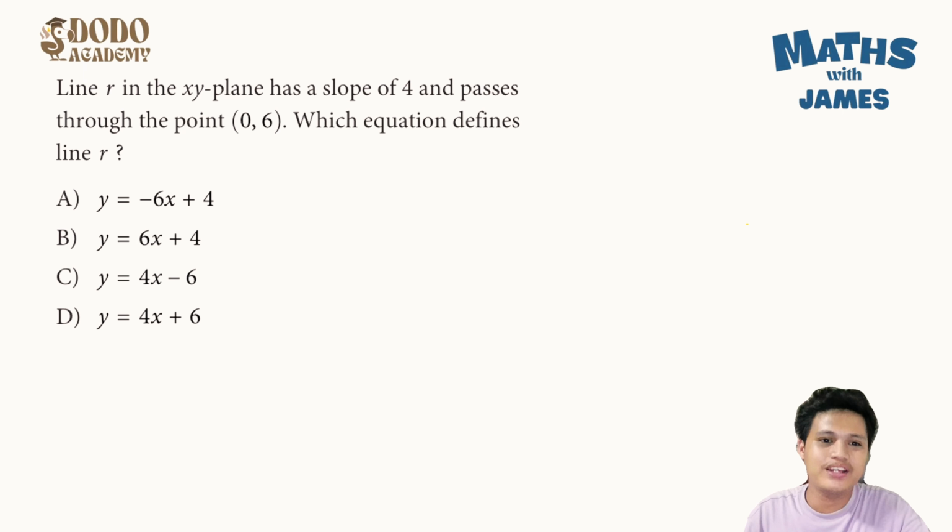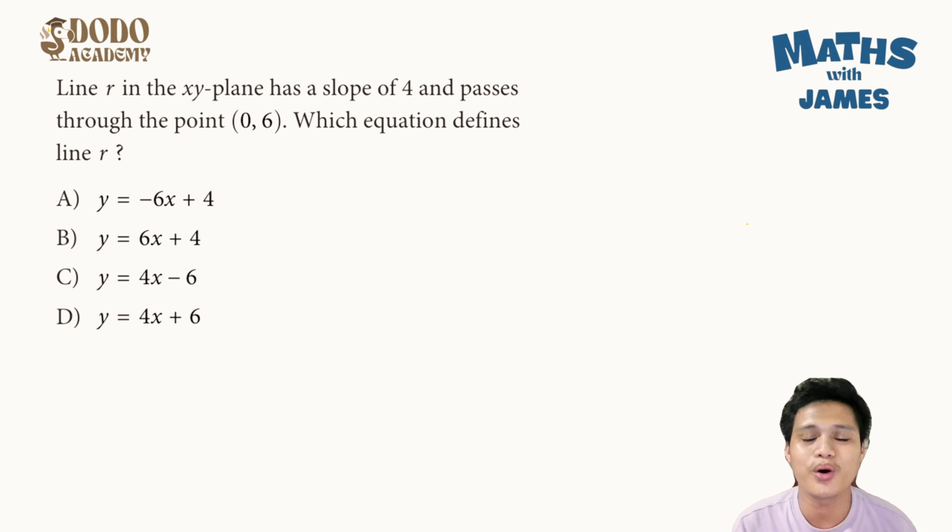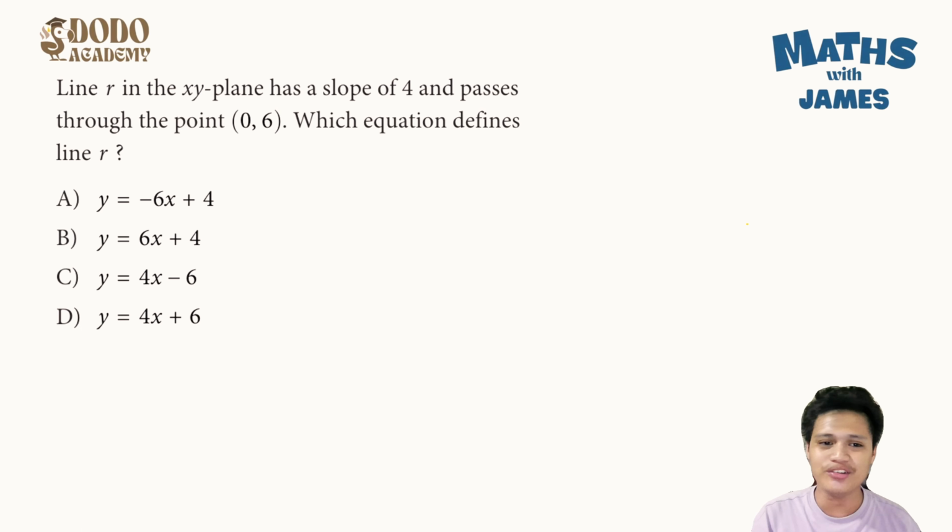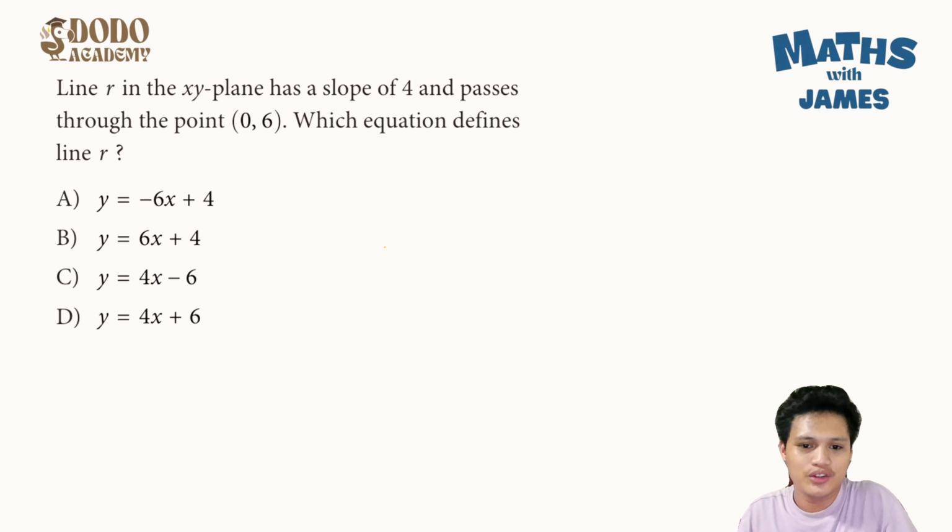So our question for today is this. A specific line R in the xy plane has a slope of 4 and passes through the point (0, 6). So which equation defines the line R? Take note that we're actually given two pieces of information from the problem. We are given a slope, which is 4, and a point, which is (0, 6).